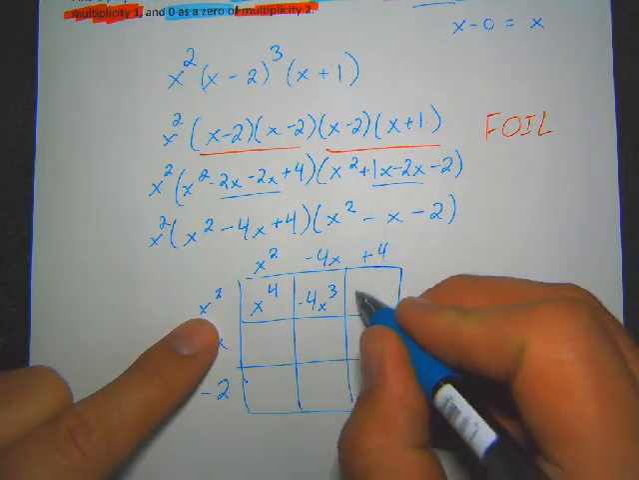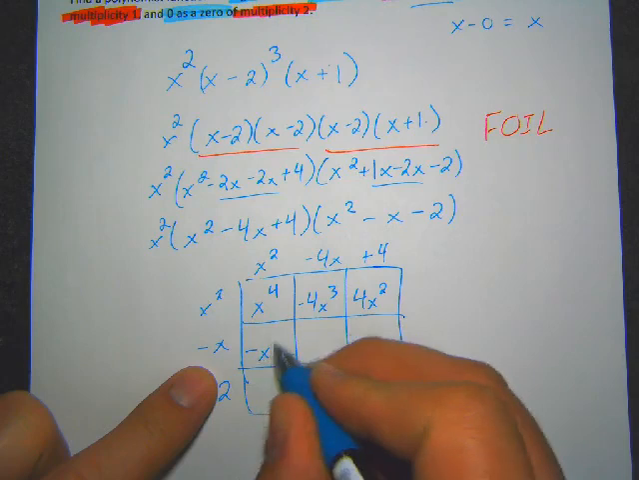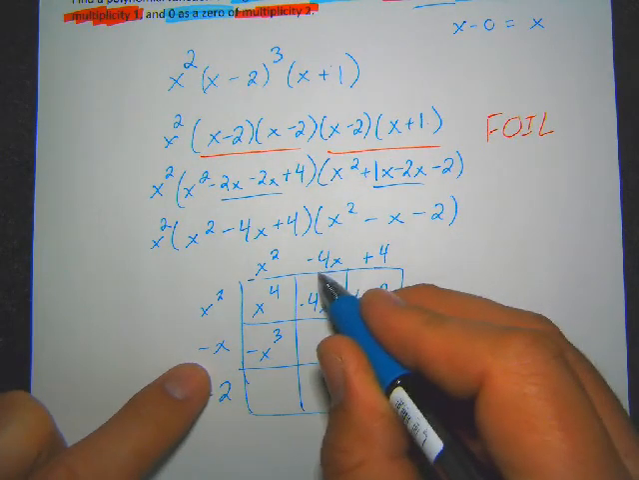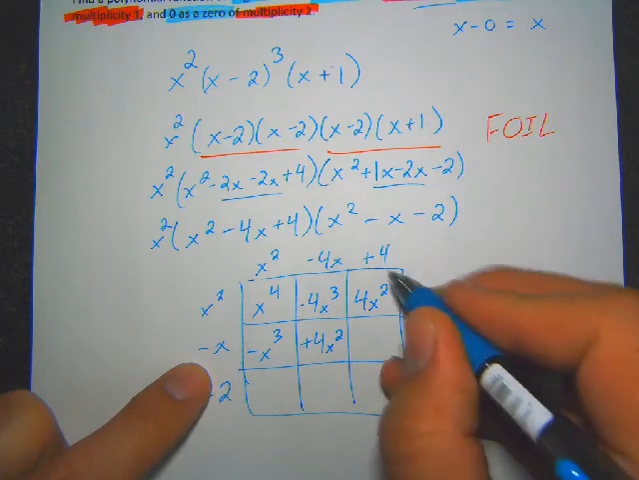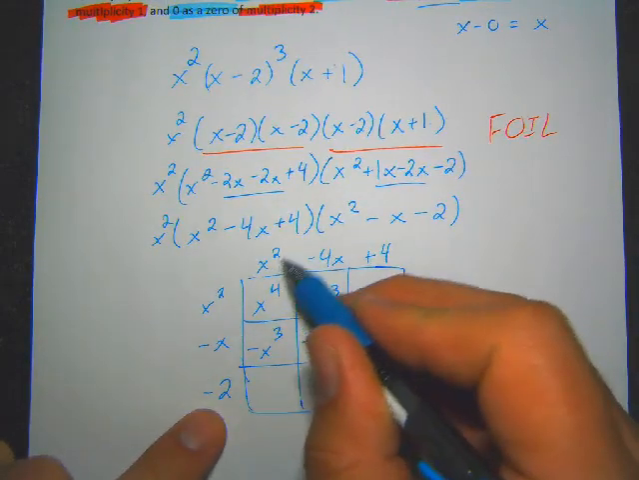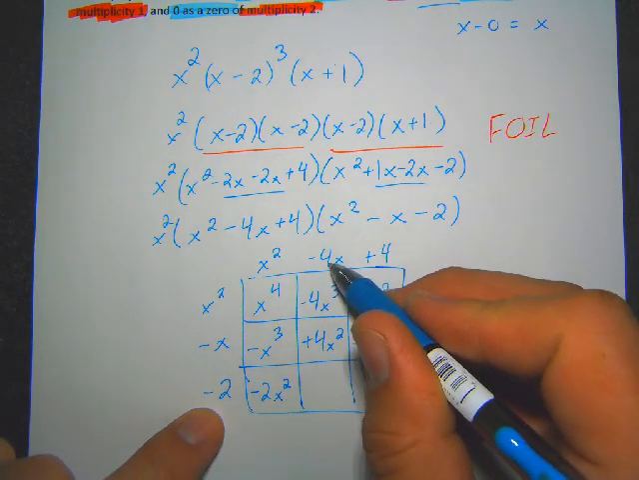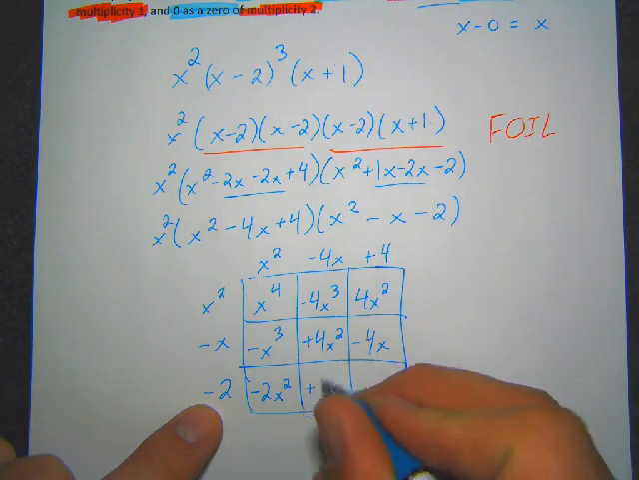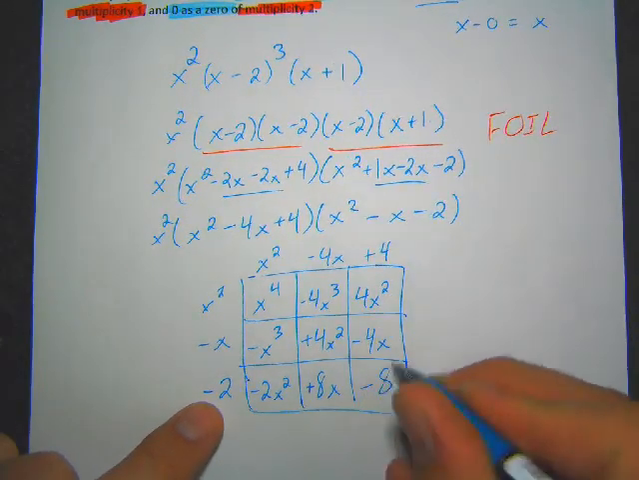4 times x squared is 4x squared. X squared times negative x is negative x cubed. Negative 4x times negative x is a positive 4x squared. 4 times negative x is a negative 4x. X squared times negative 2 is negative 2x squared. Negative 4x times negative 2 is positive 8x. And 4 times negative 2 is negative 8.